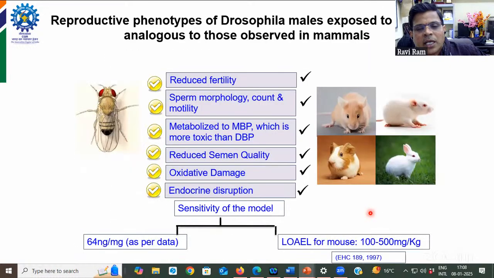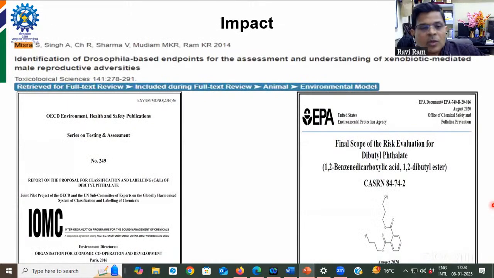And so we could show that this particular model is much more sensitive compared to the higher organisms. That way, we projected it as an alternative, and the findings of the studies, not as a model but the findings, have now been included in the regulatory documents to show that dibutyl phthalate causes reproductive toxicity irrespective of the taxonomical hierarchy, whether it is higher organisms or lower organisms. The reproductive toxicity of dibutyl phthalate is very common in all these cases.